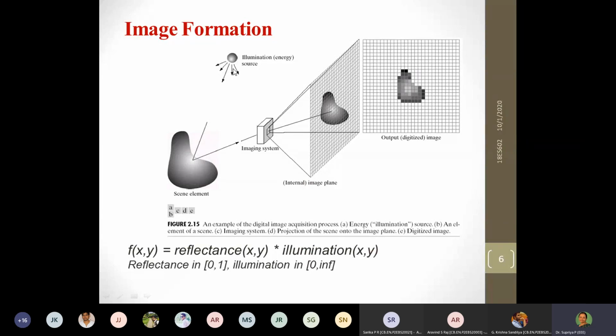Whatever be the illumination source, usually it is a light source. Even in the camera, the first thing that we use is a light source. This falls on the scene element, and it passes through the imaging system. And the imaging system, as can be seen now, is a grid comprising rows and columns, and it results in a digitized output. This particular diagram is specifically considered from Gonzalez. So the basic problem here is, how can we separate reflectance and illumination?